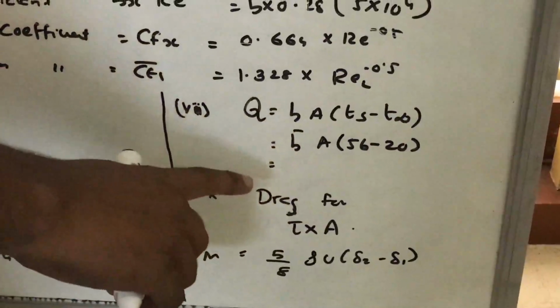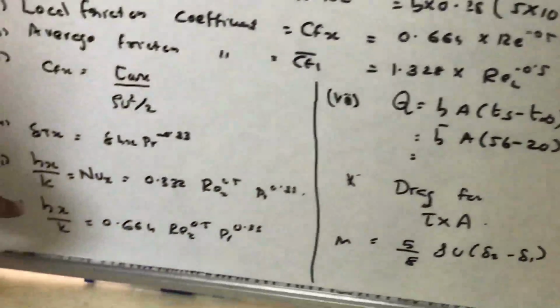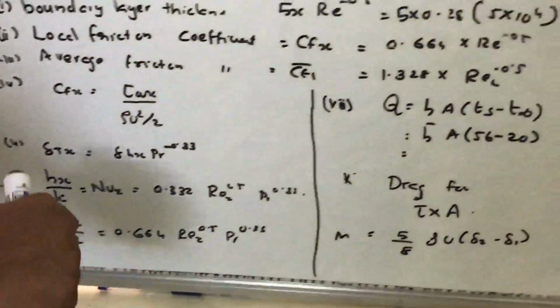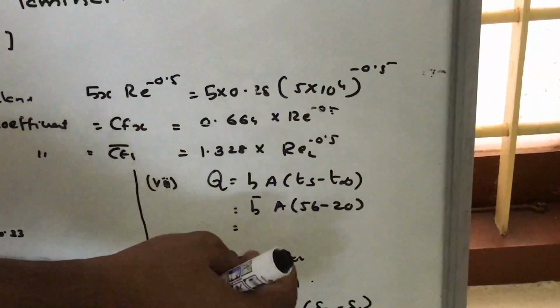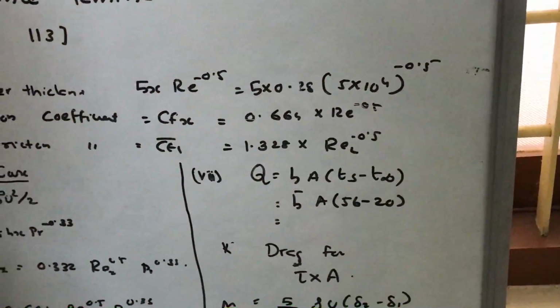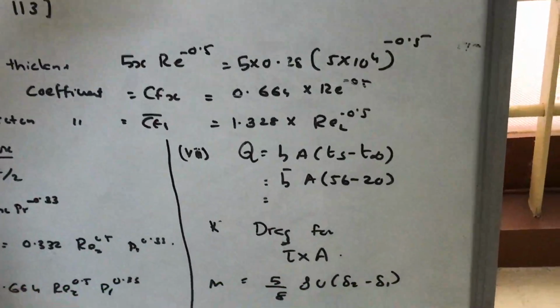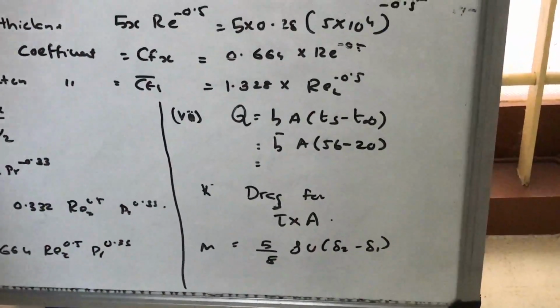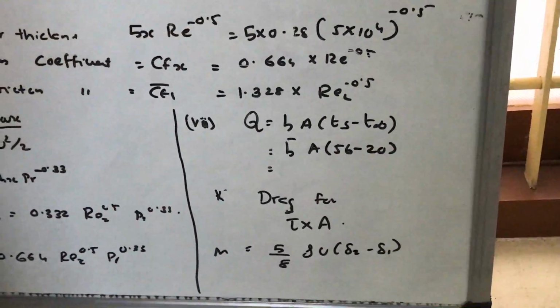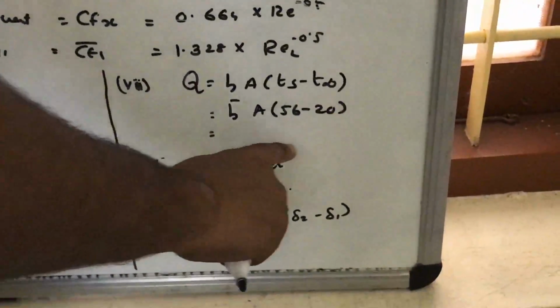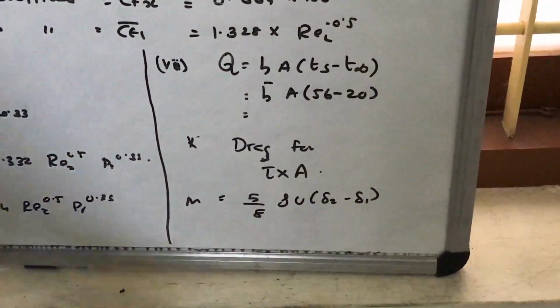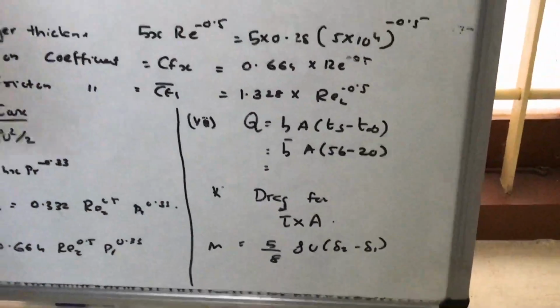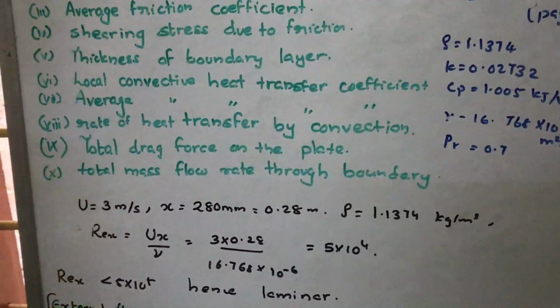Now, H we know. H is this average heat transfer coefficient that we know. Area, here 0.28 is the only dimension given. So we will take length and breadth equal to 0.28. So length into breadth, that is 0.28 into 0.28. We will get the area, times 56 minus 20. So we will get the rate of heat transfer by convection.